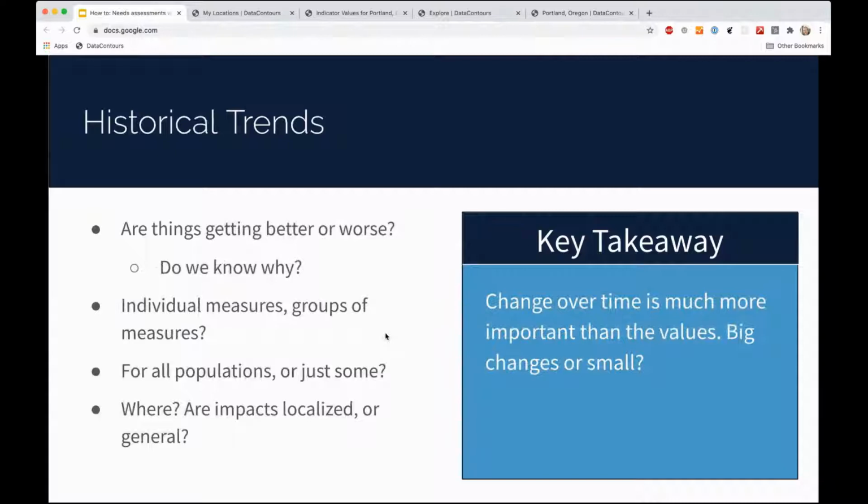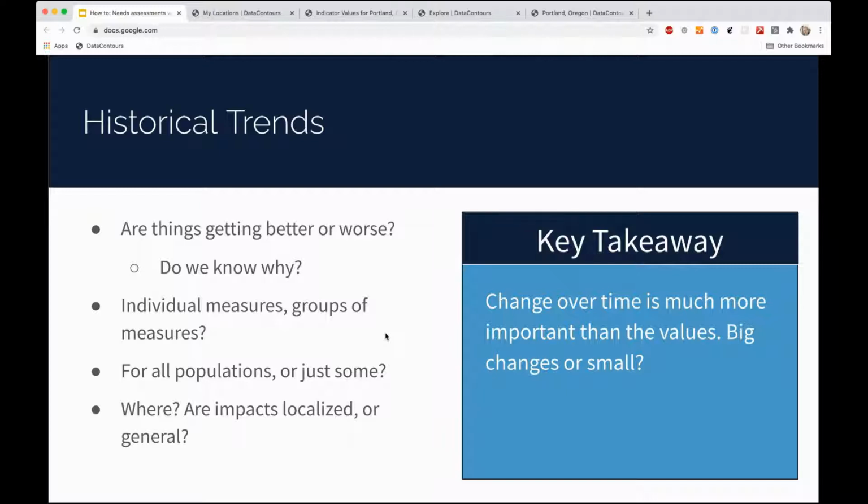So as you're thinking about looking at historical trends, the big question is, are things getting better or worse, and do we know why? One of the big challenges in this space and working with this amount of data is sometimes things are clear, sometimes they're not. Sometimes we see strong relationships between indicators that we would expect to see, like income and poverty. As income goes up, poverty goes down. Other times we don't see those relationships.